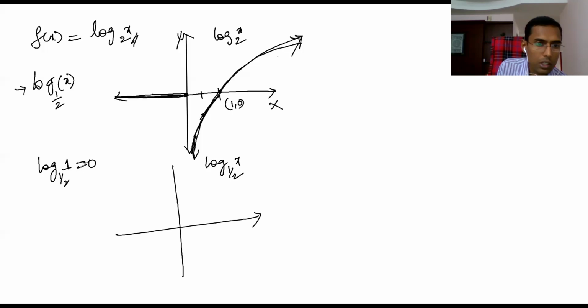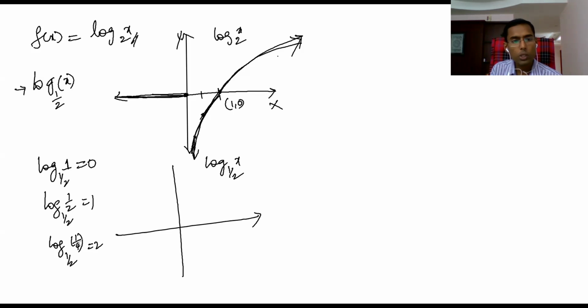Okay, so then what will happen? This is 0. Log 1 by 2 to the base 1 by 2 is 1. Log 1 by 4 to the base 1 by 2 is 2, because it is 1 by 2 whole square. So I am drawing: log 1 to the base 1 by 2 is 0. If I take 1 by 2, it is 1. If I take 1 by 4, it is 2, like this. As you go on, it is approaching infinity. As you take 1 by 8, it is 3. Like this, it's coming like this.